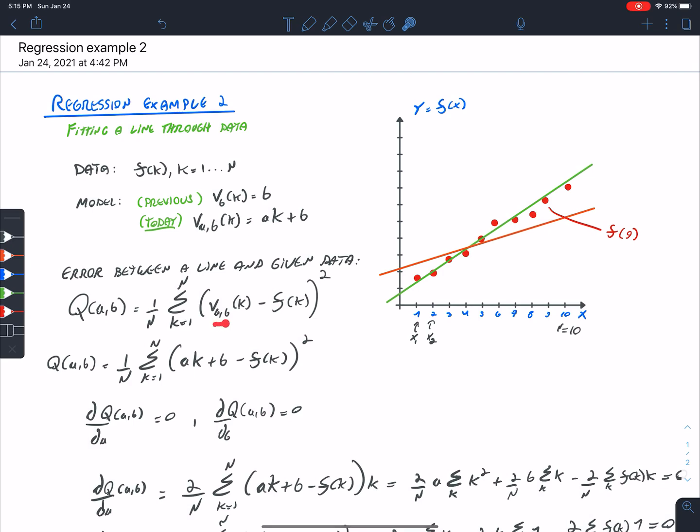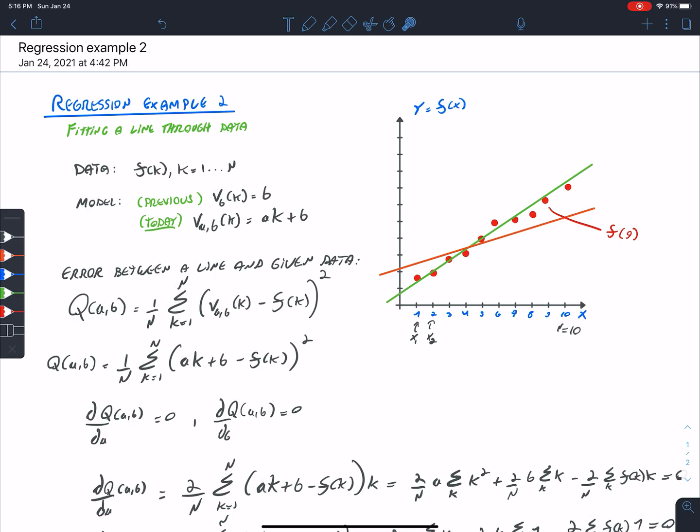If this line were exactly equal to the data, you can see that the error will be 0 all the time, and the sum of zeros will be 0, and the final error will be 0 for the fit. So this is a perfect fit. Of course, for real data, this almost never happens. So we must be content with finding the values of a and b that minimize this q function.